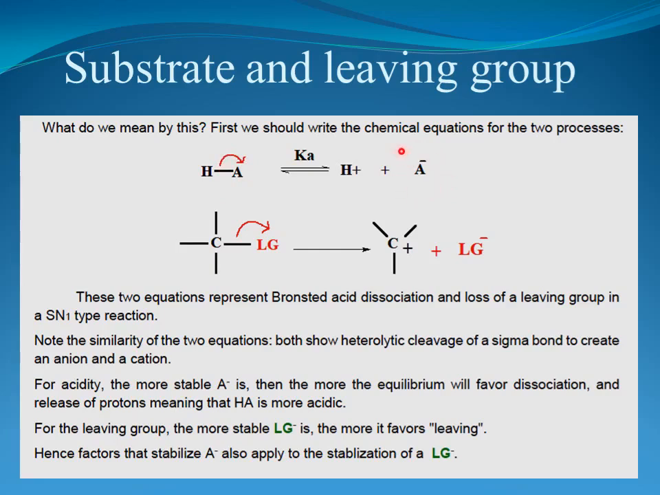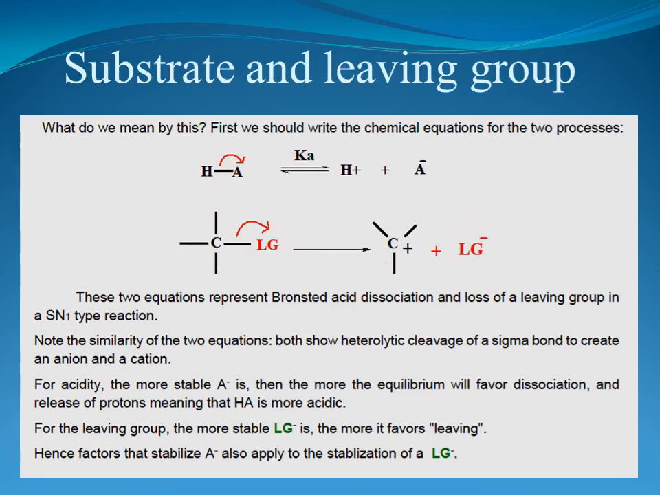Now students, for the leaving group, the more stable the leaving group is, the more it favors leaving. Meaning only that leaving group is going to depart easily which is going to be stabilized after it departs. Meaning LG, any nucleophile carrying a negative charge, if it is more stable after departure, then it is going to be a good leaving group. Hence, factors that stabilize A negative also apply to the stabilization of the leaving group. So similar concepts apply to both of these reactions.